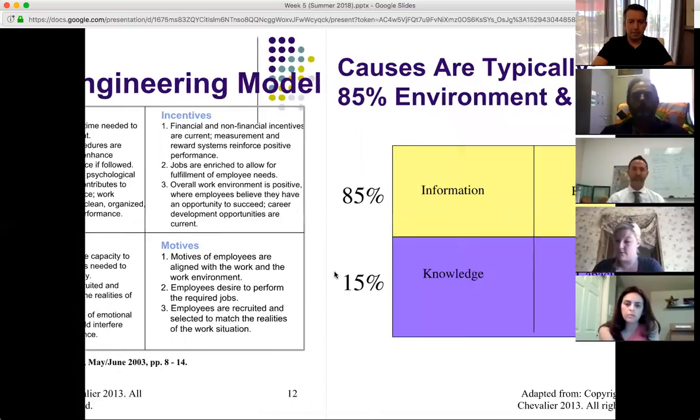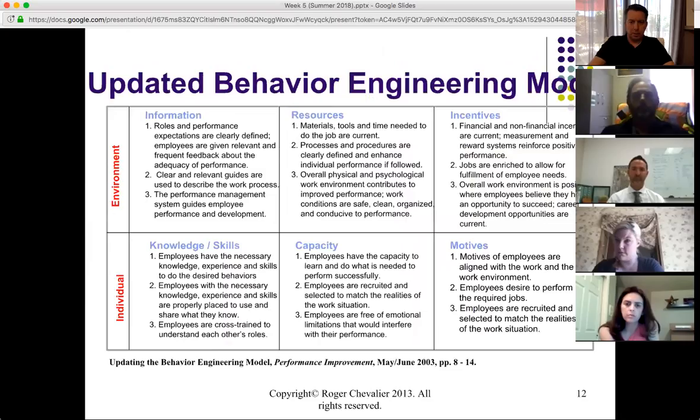Capacity is more along the lines of your capacity for learning, the individual's capacity for learning. Is there something within the individual that they're just not capable of that particular job? And I'll give you an example.